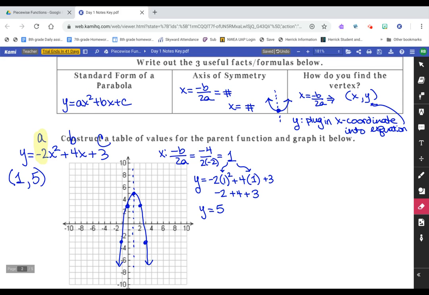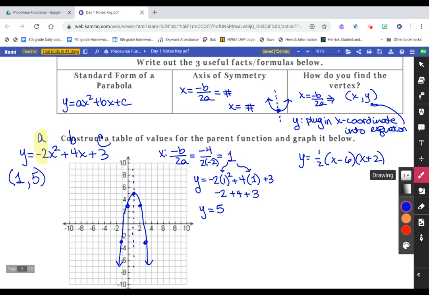Sometimes a quadratic equation is given in factored form. So if we had y is equal to 1/2, and we'll do x minus 6 times x plus 2. So this is a quadratic because if you were to FOIL it, x times x would give you an x squared. Okay, so let's graph this.